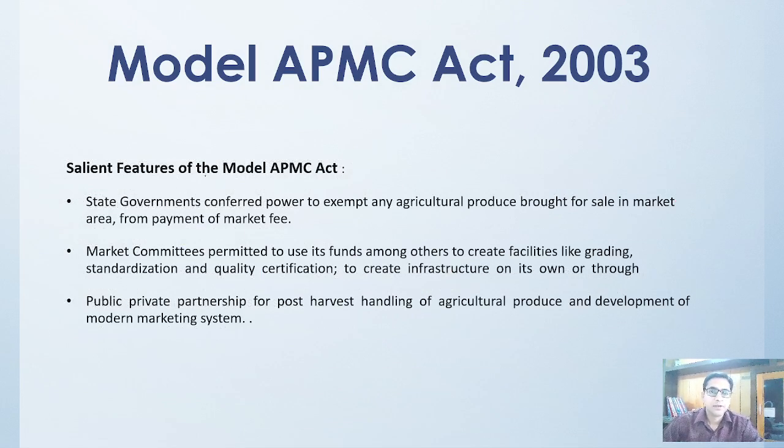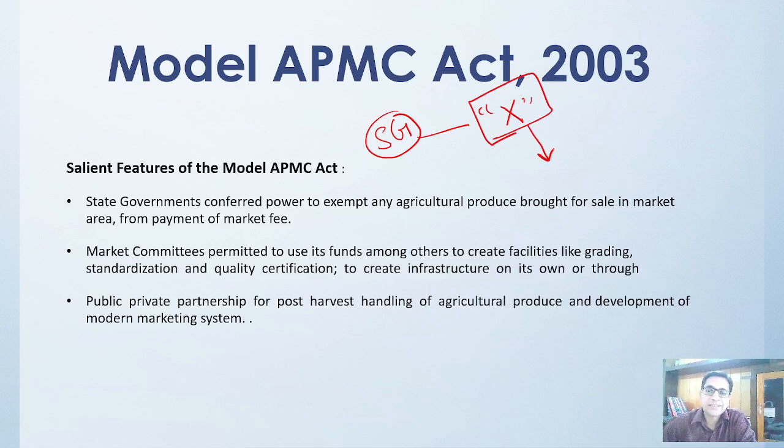Then the state government is conferred power to exempt any agriculture produce brought for sale in the market from payment of market fees. That means if the state government thinks that commodity X has come to the market, the state government can say that for this commodity X there is market fee exemption. Okay, so the state government has the power to exempt any commodity from paying market fees. That is dependent on the state government.